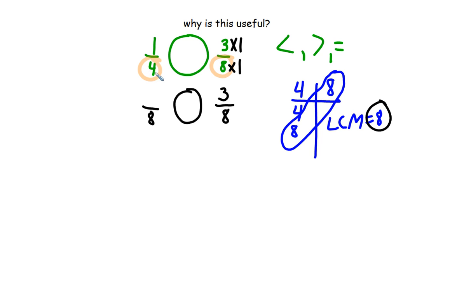Now we jump over to the left side, and I ask myself, well, 4 times what gives me 8? I know that if I multiply 4 times 2, I get 8. So what we do to the bottom, we do to the top. So 1 times 2 gives me 2. Now I have two fractions that I can easily compare because they both have denominators that are the same. So 2/8 is obviously smaller than 3/8. So the sign that's going to go in here is less than.